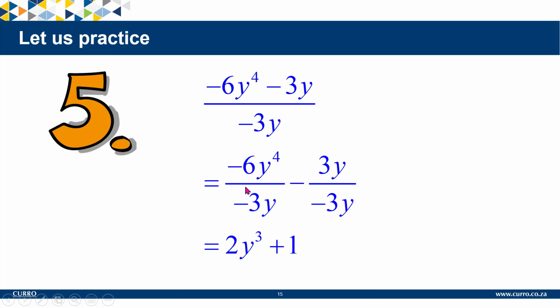Right, so negative 6 divided by negative 3 is a positive 2. Y to the power of 4 divided by y to the power of 1. The 4 minus the 1 gives you y to the power of 3. And be careful here. A negative divided by a negative is a positive. And then 3 divided by 3 is 1. Y divided by y is 1 because a number divided by itself is 1. And there is our answer.